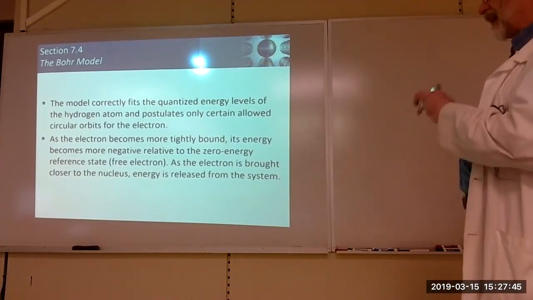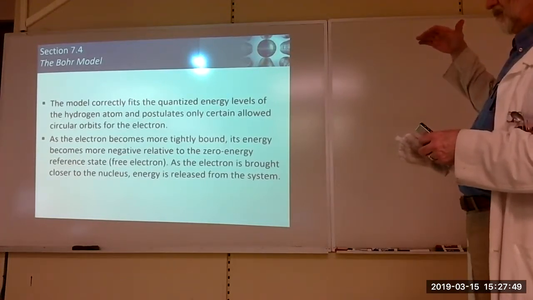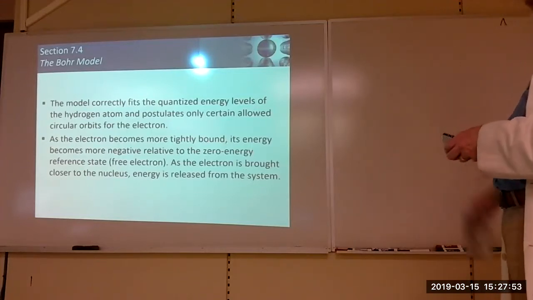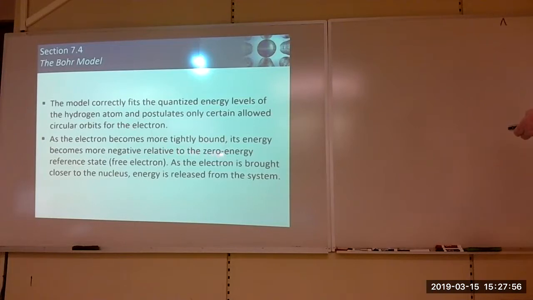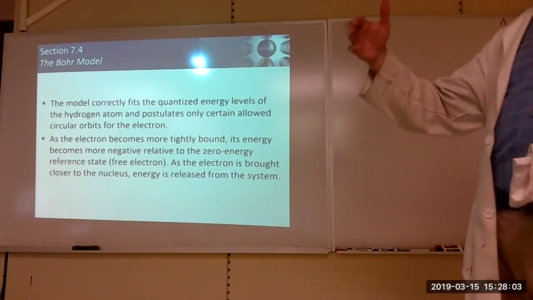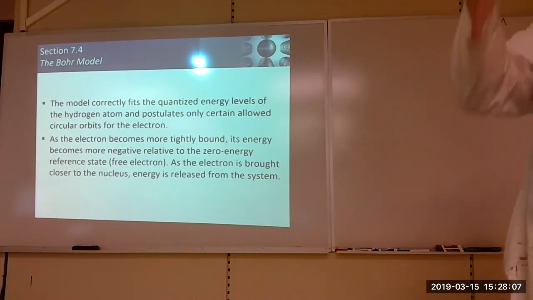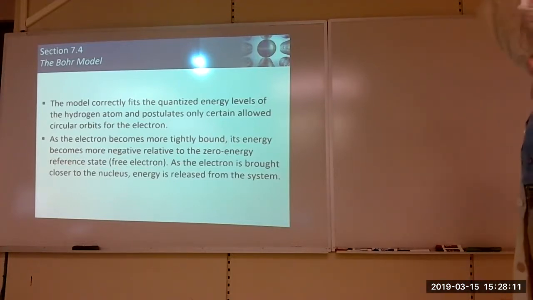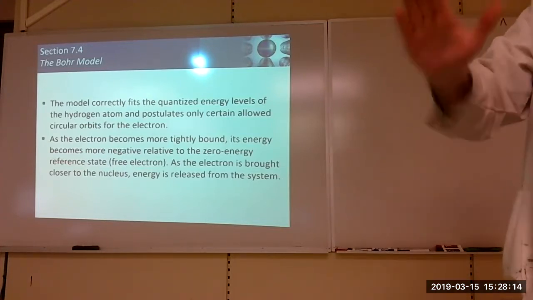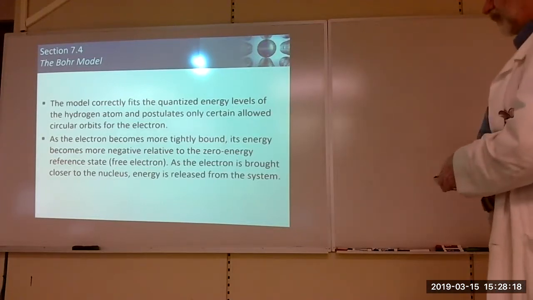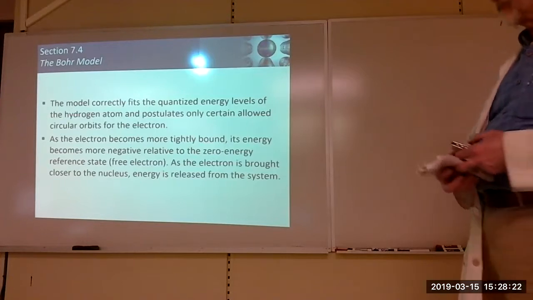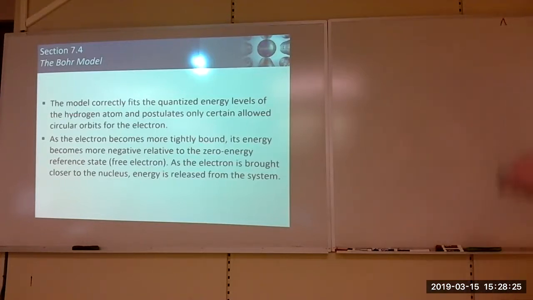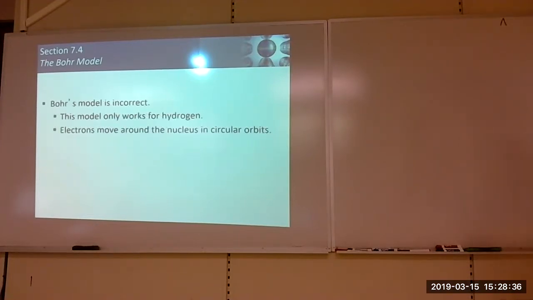So as the electrons become more tightly bound, that is, they are closer to the atom, then the energy they have is more negative relative to the free electron. Right? So at infinity, the energy of the electron relative to the atom is zero. So as it gets closer, as it drops into these different levels, it becomes more negative. When it says more tightly bound, it just means getting closer to the nucleus, right? And you see the effect of that tight binding as a release of energy in the form of light. So it's all a balancing act.